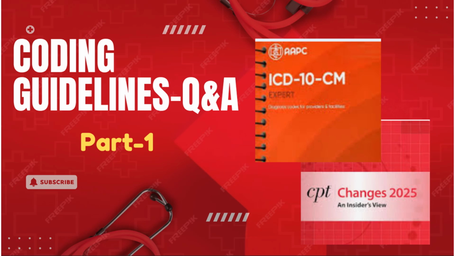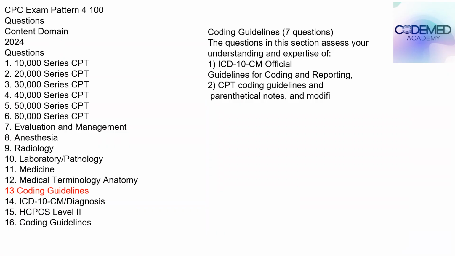So in this lecture, we are going to do the questions regarding the coding guidelines, and these coding guidelines questions are asked in the exam. So let us see the weightage of this particular section. In the 100 marks CPC exam pattern, you will have the coding guidelines for 7 marks, and you will be tested on the ICD as well as the CPT coding guidelines.